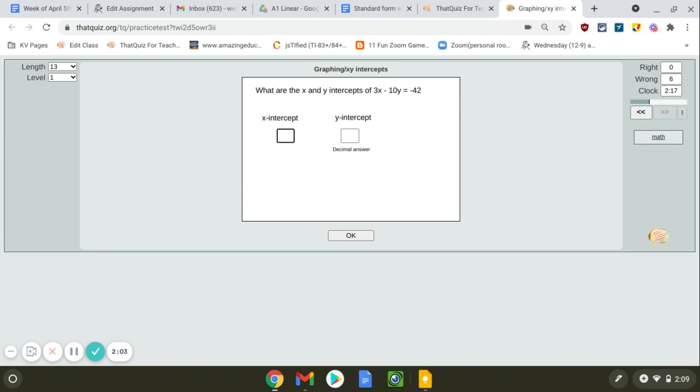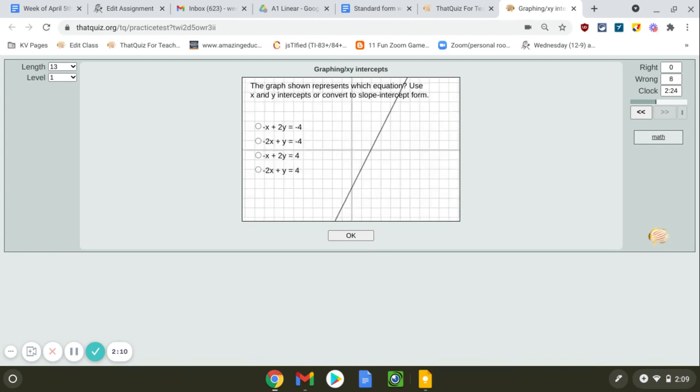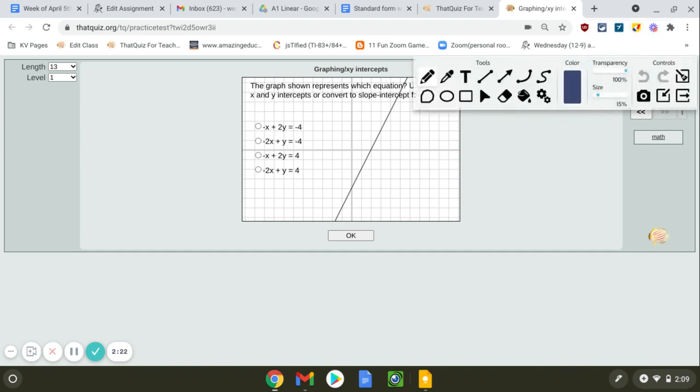All right, same thing's going on there. Just pay attention to your negatives and positives. Okay, the graph shown below represents which equation? Use x and y intercepts or convert to slope-intercept form. We're going to be able to just use the x and y intercepts here. If we look at the graph, here's our y-intercept. The y-intercept is at negative 4, and the x-intercept is at positive 2.